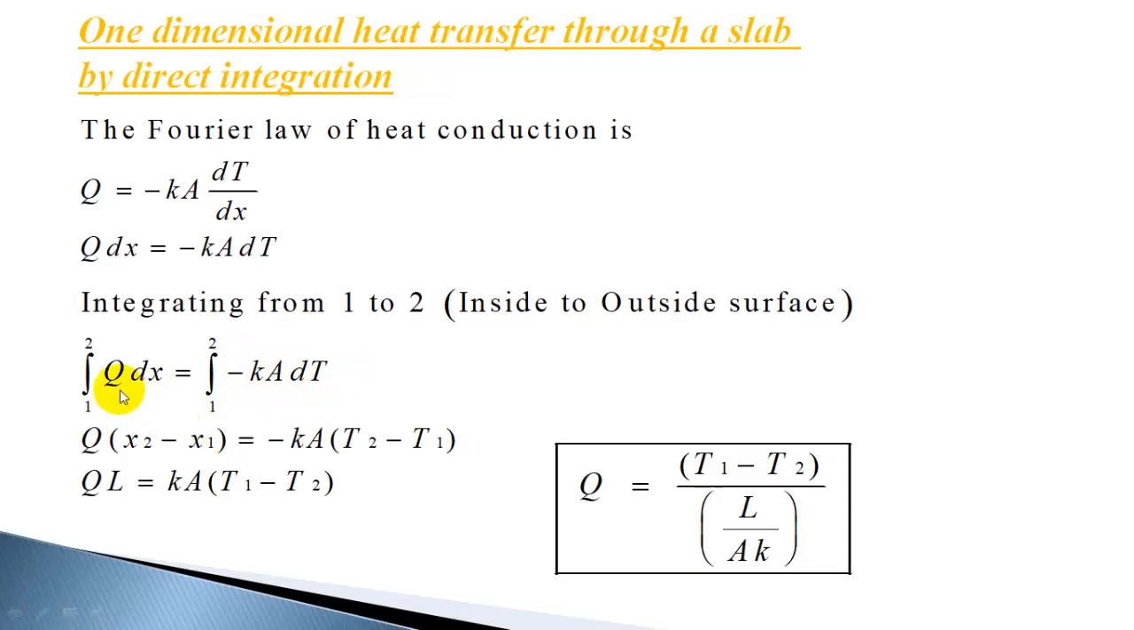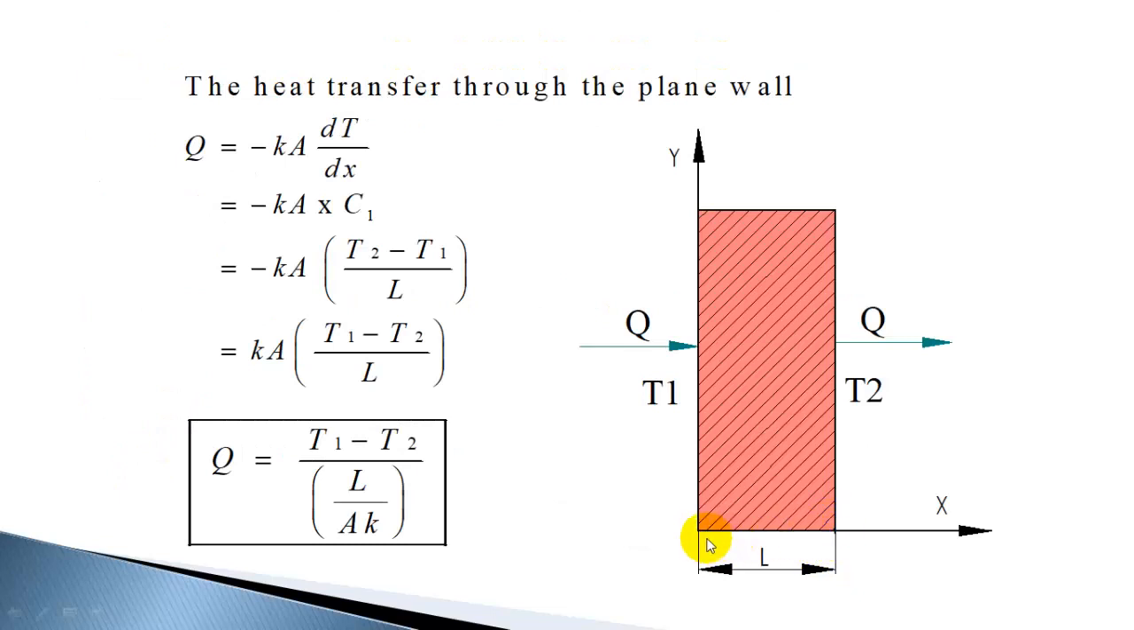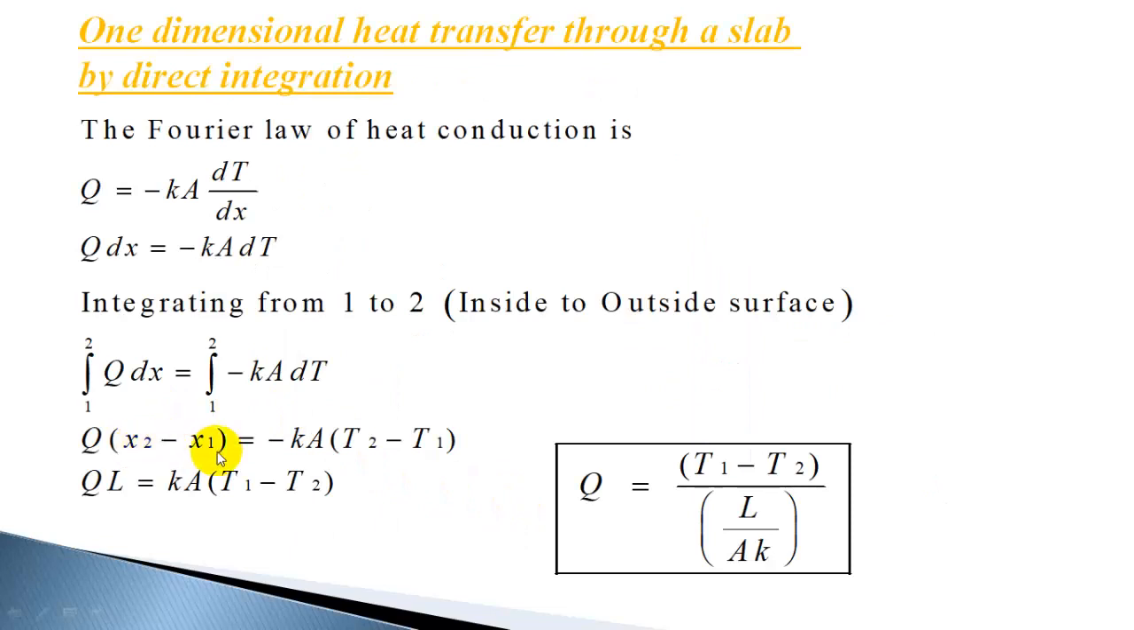Now Q is a constant, rate of heat flow is constant when it is a steady state process. Steady state, temperature is not changing with respect to time, and the heat transfer also is going to be a constant value. So Q is constant, you can take Q outside, integral dx will give x2 minus x1. So x2 minus x1, this is x2, this is x1. x1 is 0, x2 is L. So x2 minus x1 is L.